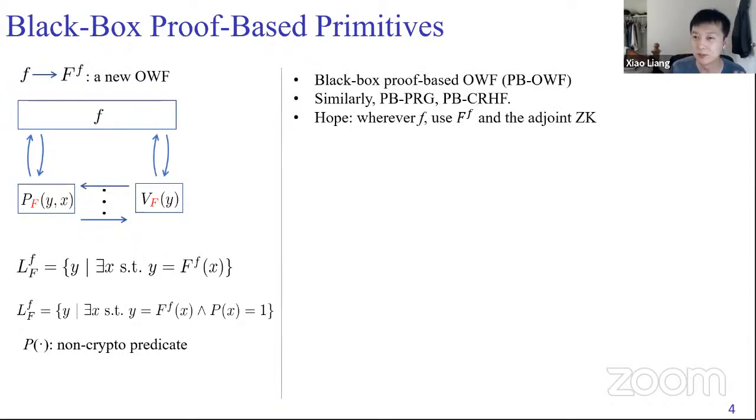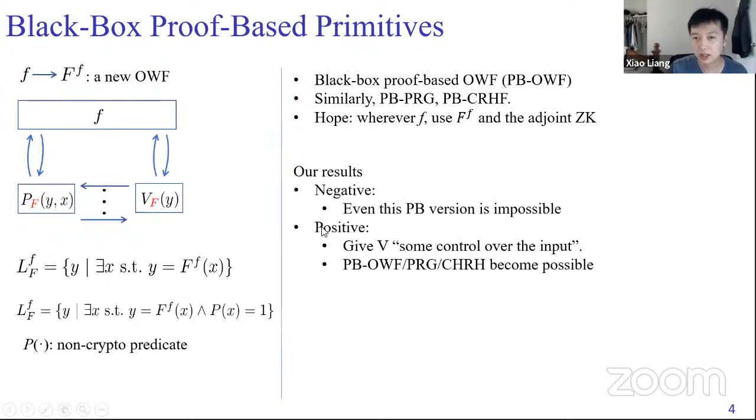Similarly, you can also define PRG and hash function. And our hope is, whenever you want to use one function together with a zero-knowledge proof that makes black box access to the one function, the lower bound tells you that you cannot do that. But now just replace this one function f with our one function, and then together with this joint zk, it will do the job. So our results are twofold.